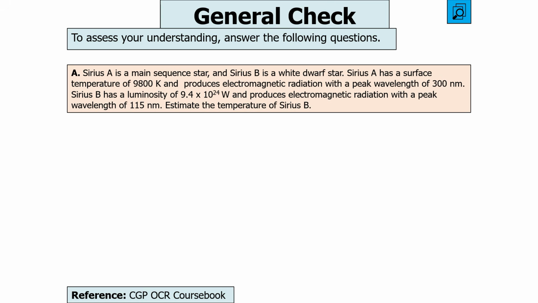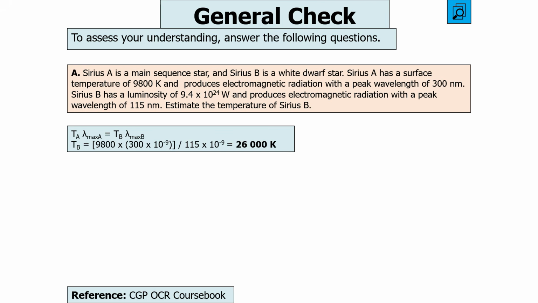Sirius A is a main sequence star and Sirius B is a white dwarf star. Sirius A has a surface temperature of 9,800 Kelvin and produces electromagnetic radiation with a peak wavelength of 300 nanometers. Sirius B has a luminosity of 9.4 times 10 to the 24 watts and produces electromagnetic radiation with a peak wavelength of 115 nanometers. Estimate the temperature of Sirius B. Well, we can ratio them and say Ta times lambda A is equal to Tb times lambda B. So we then can rearrange it to make Tb the subject, pop in all the values, we get 26,000 Kelvin.